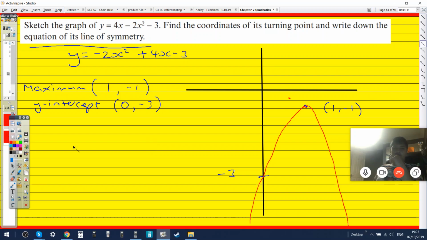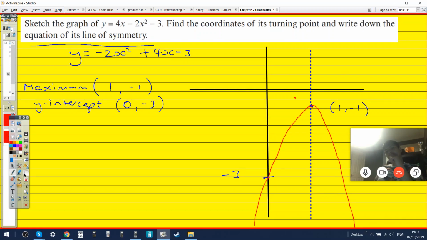Will it just be like the opposite of 4x minus 2x squared minus 3? So it's just a vertical line, so it'll be y equals something. No, sorry, x equals something. Maybe x equals 1. Yeah, so that's just x equals 1.